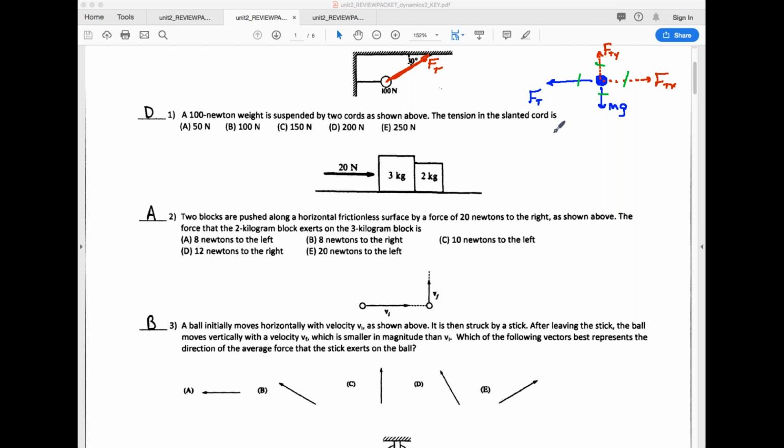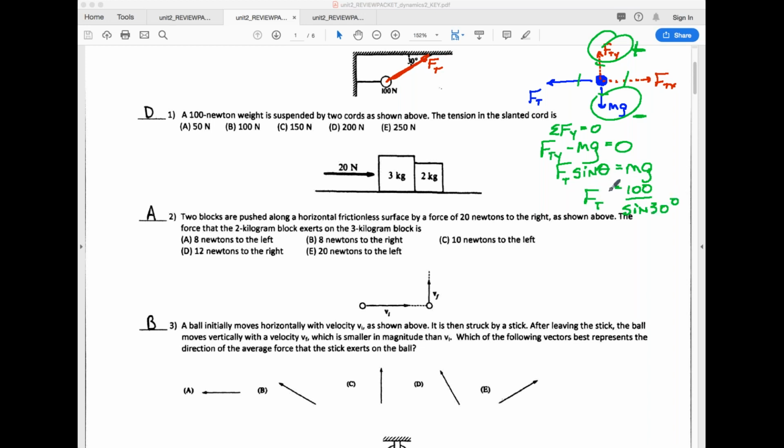And so I can say that the sum of the forces in the y direction must be equal to 0. I'm going to call that positive and that negative. So it's going to be Fty minus mg is equal to 0. I'm going to add mg to both sides. Fty is going to be Ft times the sine of theta is equal to mg. Mg is given to me as 100. So 100 divided by the sine of 30 degrees is going to be equal to what the actual tension vector is right there. The sine of 30 is 1/2, so 100 over 1/2 gives me 200.